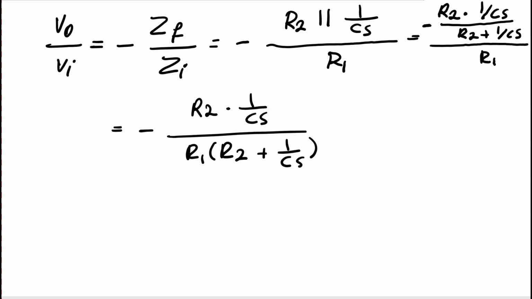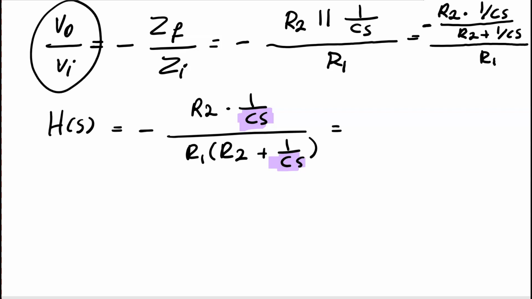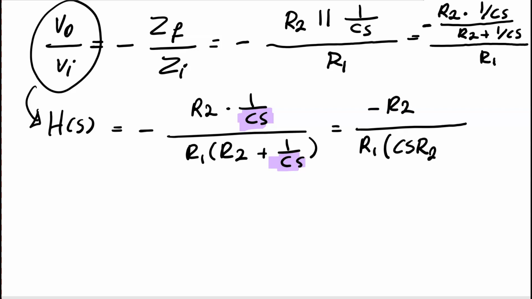Now, I'm going to multiply everything by CS here to get rid of this denominator, and my transfer function, obviously what I have as VO over VI, is the transfer function of this circuit. So by multiplying both numerator and denominator by CS, I'm going to have minus R2 divided by R1 multiplied by CS R2 plus 1.